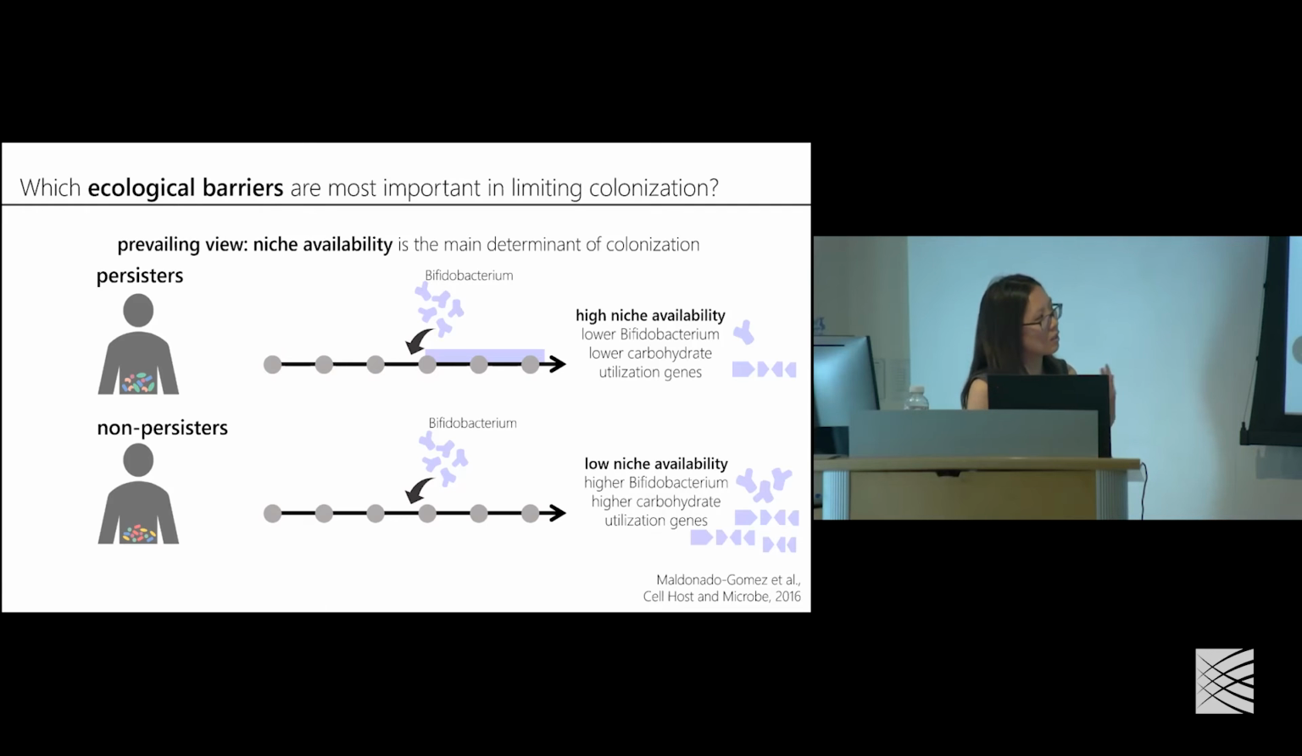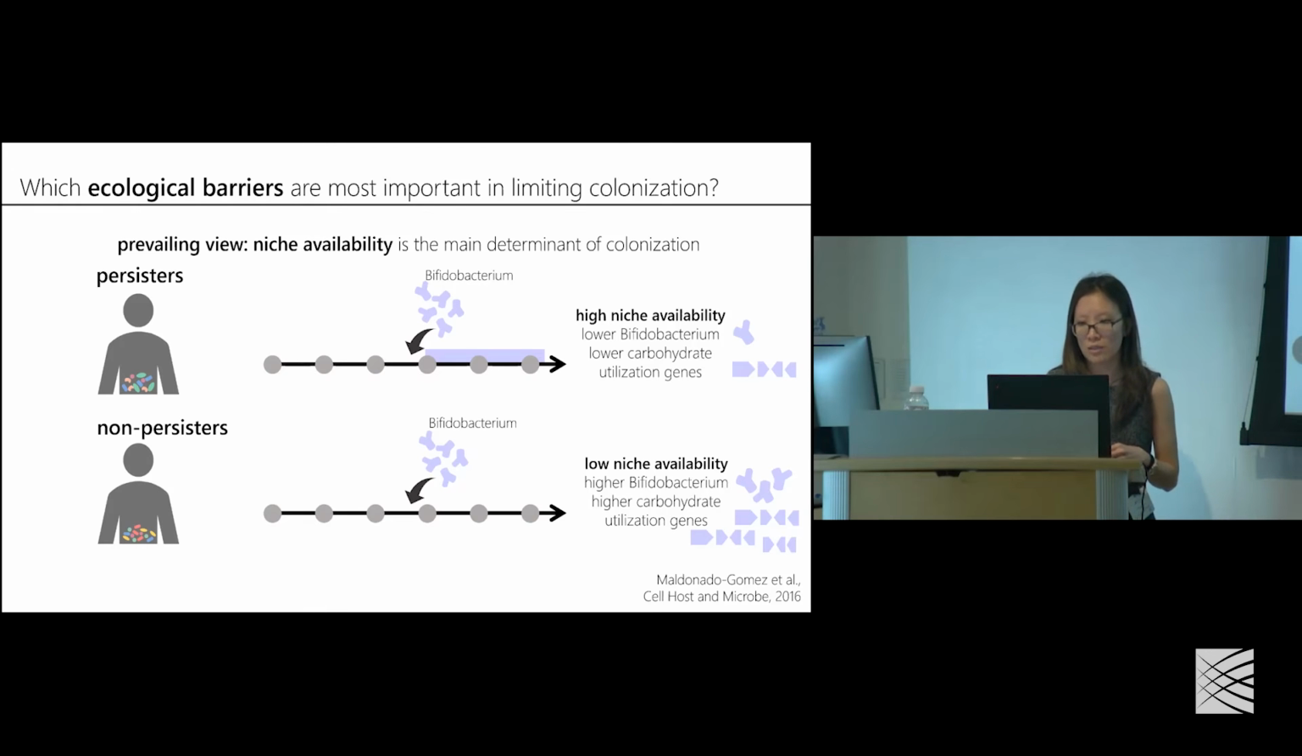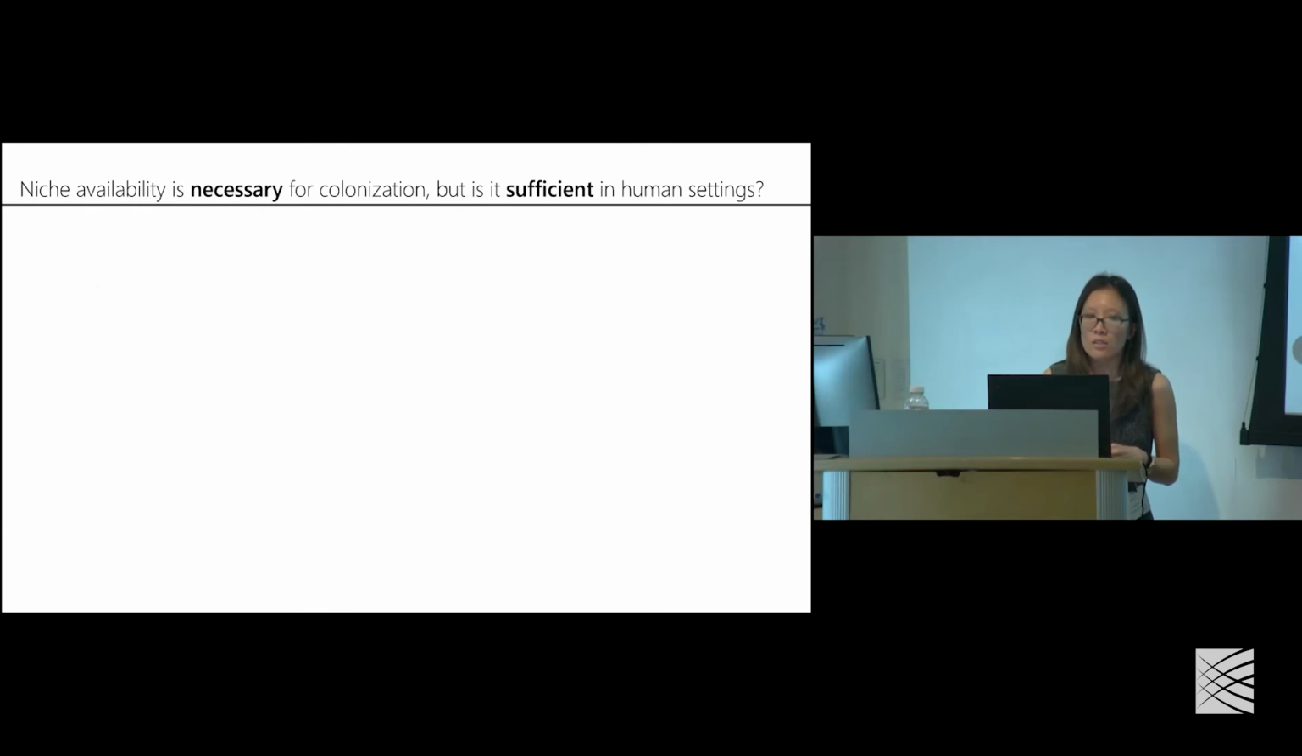And then we have the inverse, of course, for the individuals where bifido did not persist. They seem to already have that niche. And so all of this paints a picture that I think few of us will disagree with, in which niche availability is very necessary for colonization.